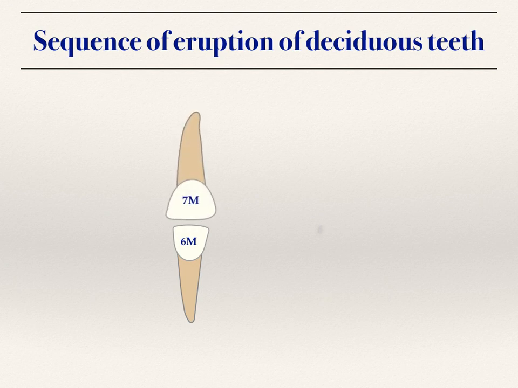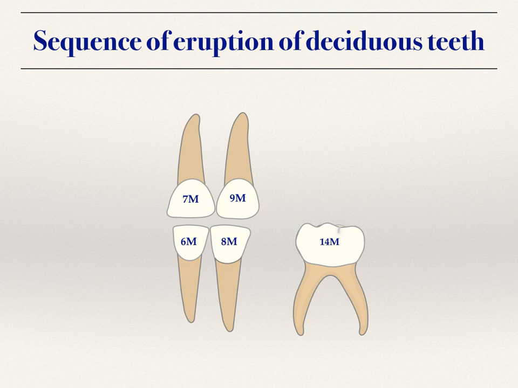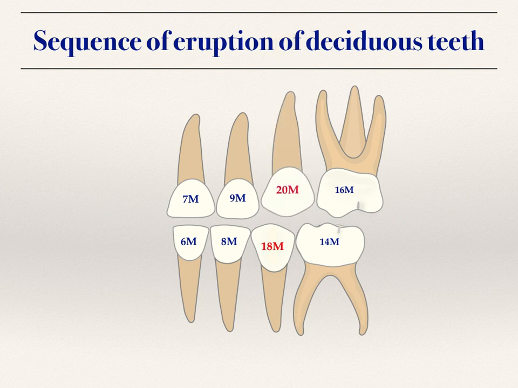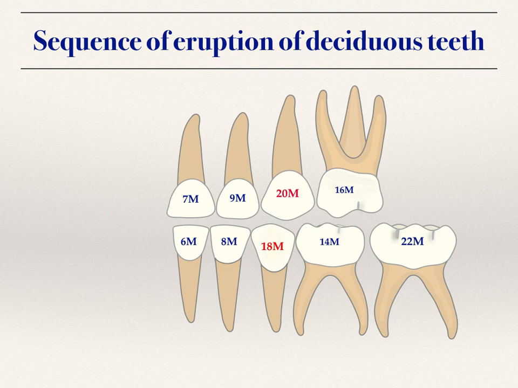The first tooth to erupt in the oral cavity is the mandibular central incisor at 6 months, followed by the maxillary central incisor at 7 months, then the mandibular lateral at 8 months, the maxillary lateral at 9 months, and then the mandibular first deciduous molar at 14 months, followed by the maxillary at 16 months, and returning again to the mandibular canine at 18 months and the maxillary canine at 20 months, and lastly the mandibular second deciduous molar at 22 months and the maxillary second deciduous molar at 27 months.